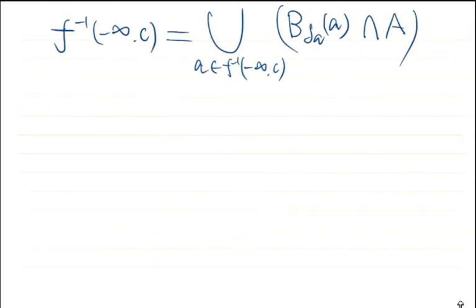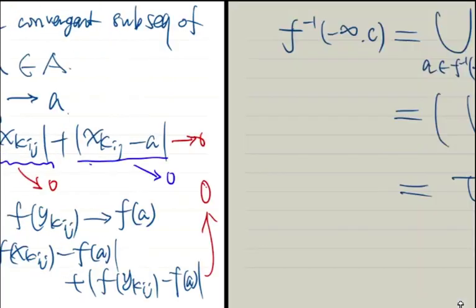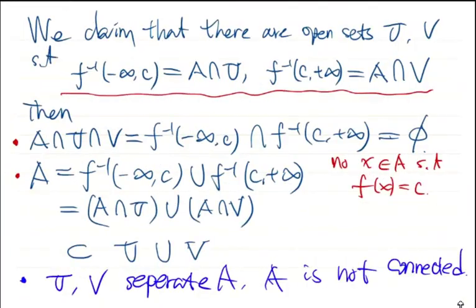But the right hand side can also be written as this. We take the union of the balls first, then intersect with A. But the union of the balls is exactly our U. So this is U intersect A. Therefore, we have proved that the open set U we chose has intersection with A exactly equal to the pre-image of minus infinity, c. So this proves our claim previously. This proves our previous claim we needed in our previous argument here.